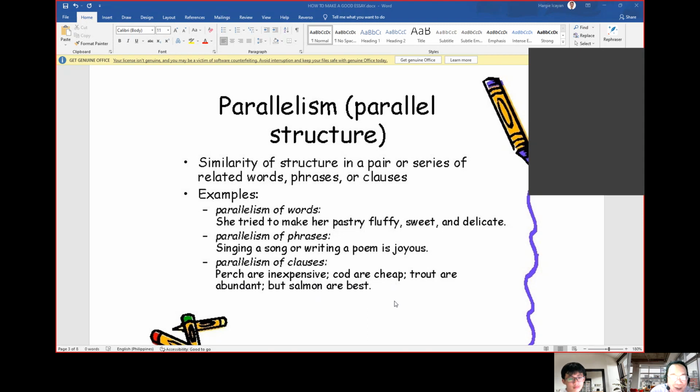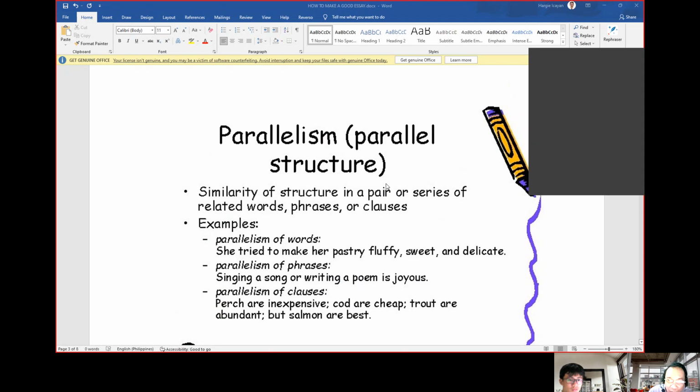So there is the so-called parallelism, or we call it the same or a series of related clauses. When you say perch, it can also be related to cod, it can also be related to trout, and it can also be related to salmon. Okay, so therefore it's parallelism of clauses. Now you can use this one, Khoi, in making an essay.